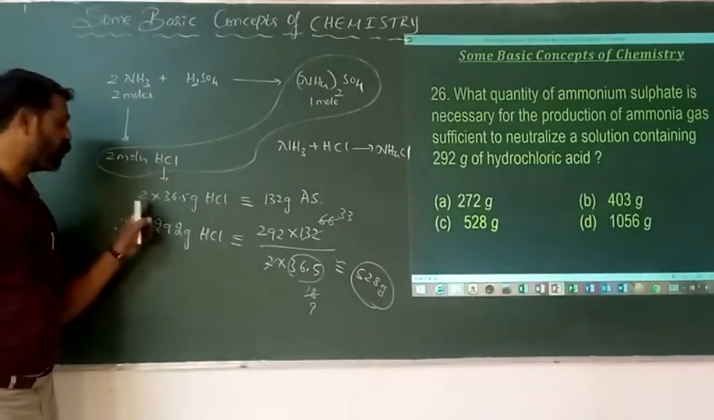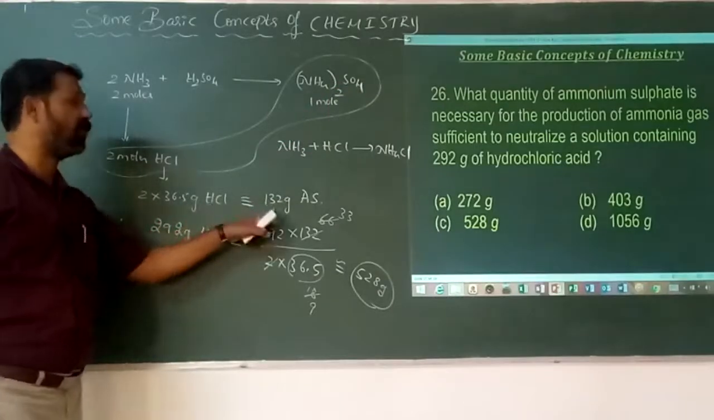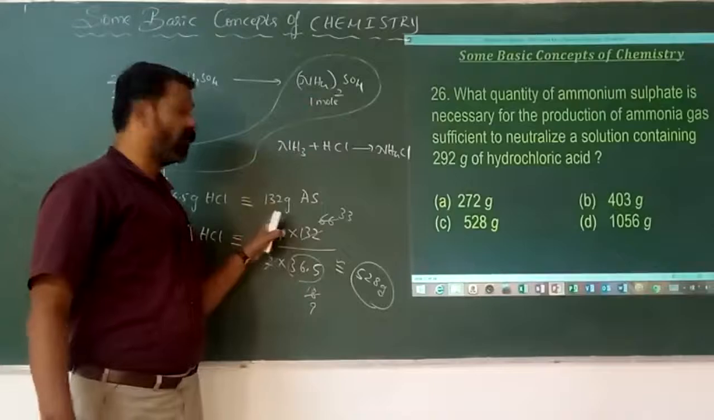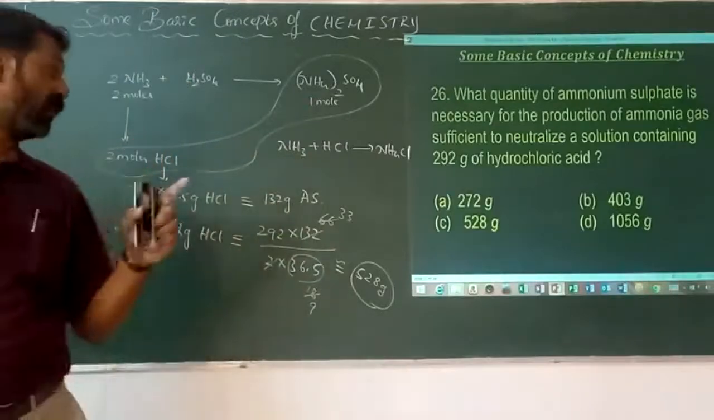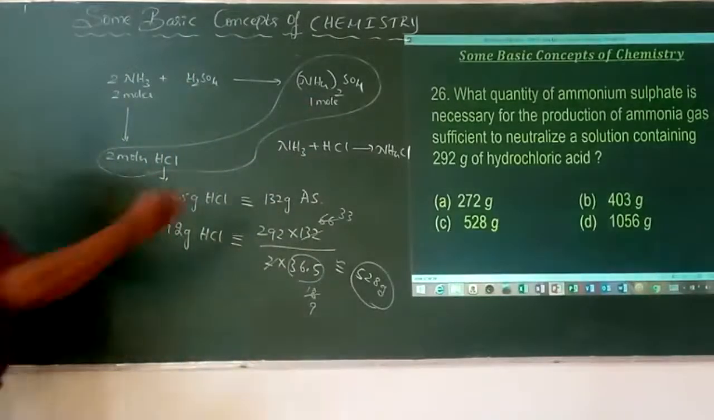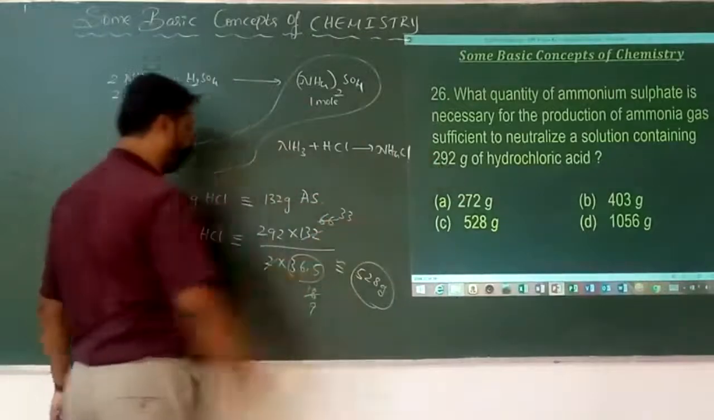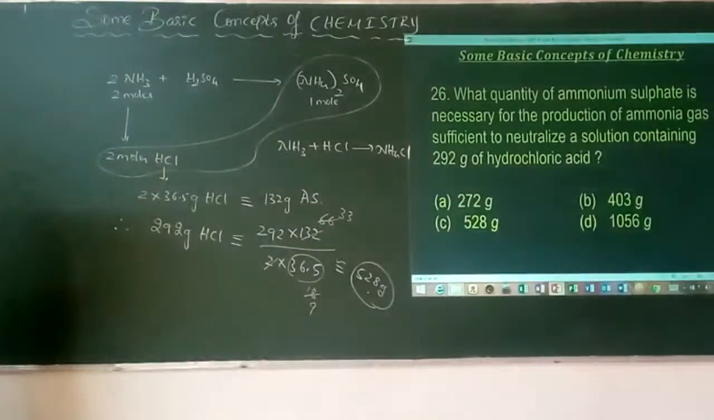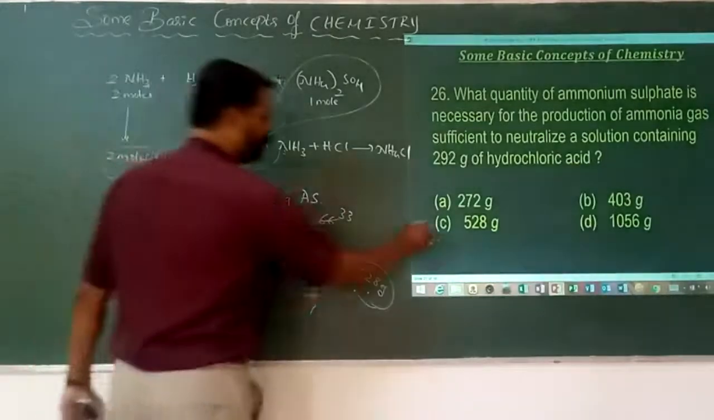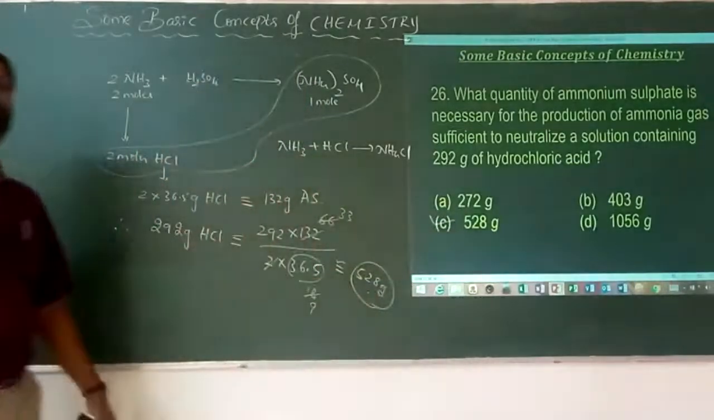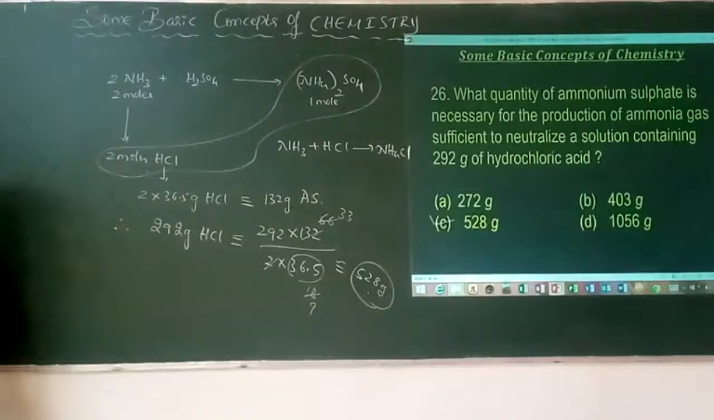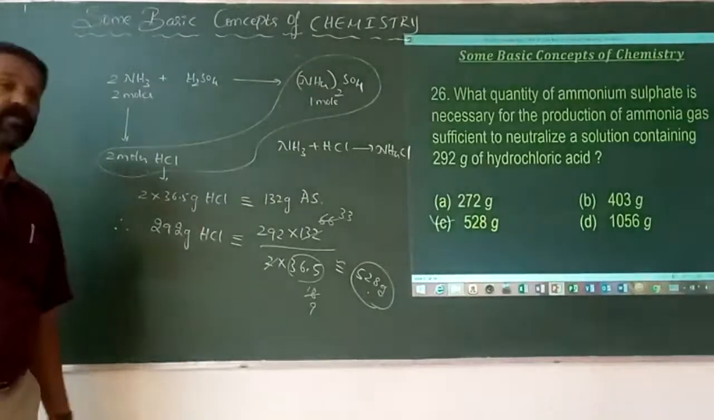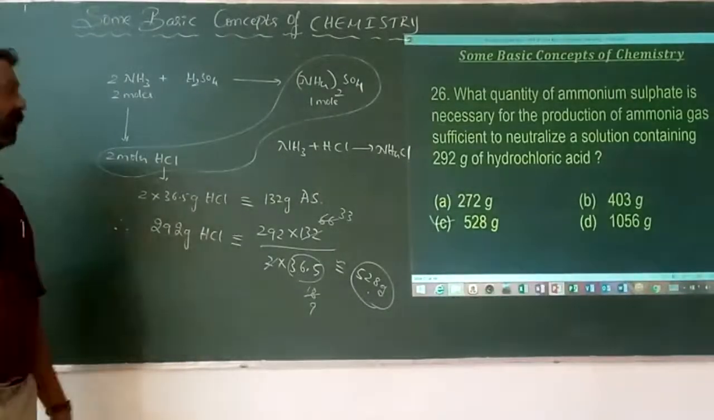Here, what is the meaning of that? 73 grams. Means 2 into 36.5 grams of HCl is equal to 1 mole of ammonium sulfate. What is 1 mole of ammonium sulfate? 150 grams. Therefore, for how many grams of HCl do you have to take? 220. On simplification, I will get the answer as 528. Okay, so this is indirectly the concept of the law of reciprocal proportions with respect to 3 different compounds when they are combining with each other.